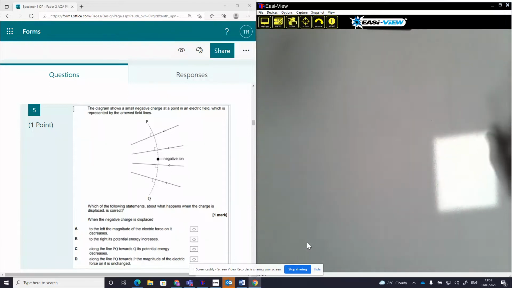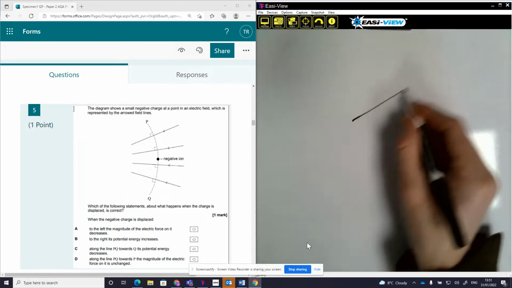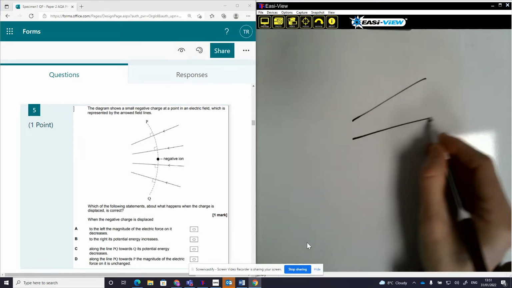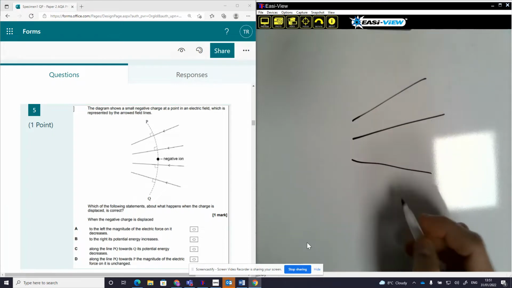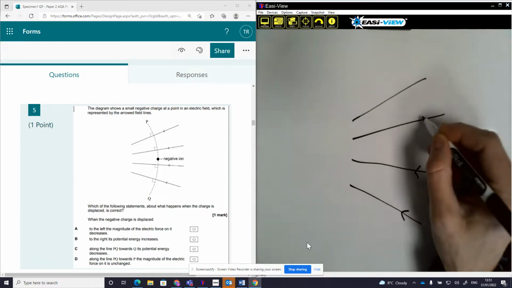This question is about objects within non-uniform fields, and specifically a charge within an electric field. So we're told that the diagram shows a small negative charge at a point in an electric field, which is represented by the arrowed field lines. A few factors within the diagram are important. You've got the fact that these lines are converging. As we go from right to left, they're converging, and we've got arrows giving us the direction.